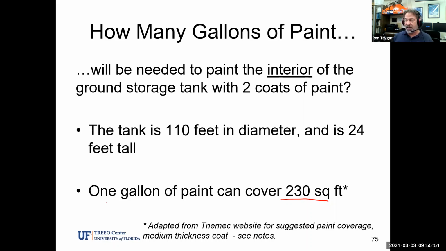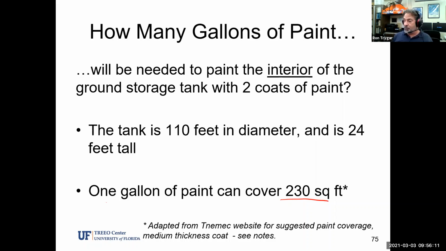So what we need to do then is figure out how many square feet we're painting, right? We're not filling the storage tank with paint, like filling it up with paint. We're just coating the surfaces with the paint. So we have to remember what we're dealing with here. We're only using surface area. We don't need cubic feet.